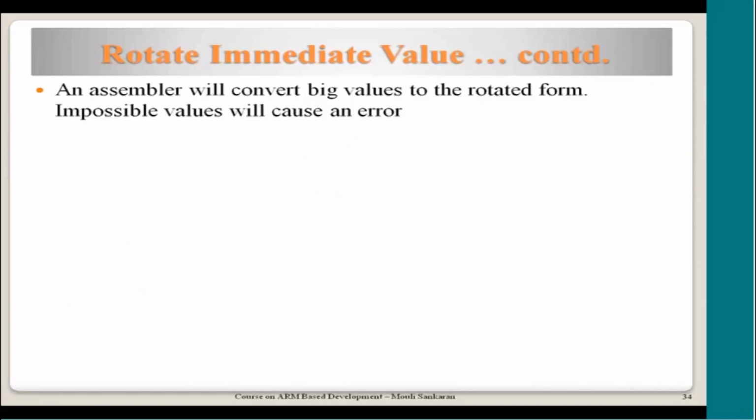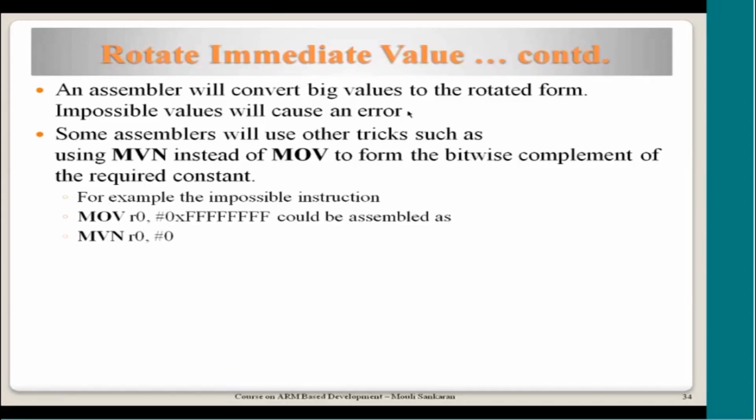So let me just summarize this. An assembler will convert big values to a rotated form. Impossible values will cause an error. Now assembler may also, if you give MOV, change it to MVN. If you remember MVN, I said that MVN is what? The value you passed is negated and then passed on. So if it was 0, it will negate that to FFF and then put it into R0.